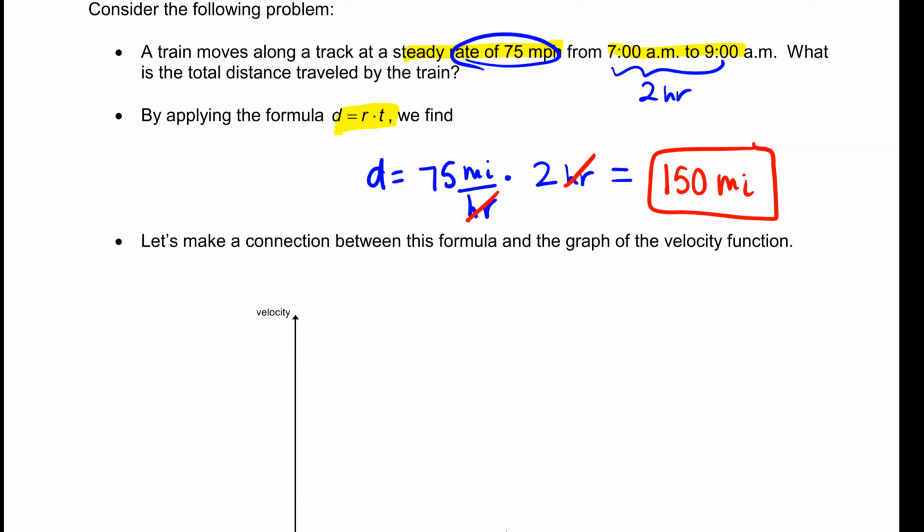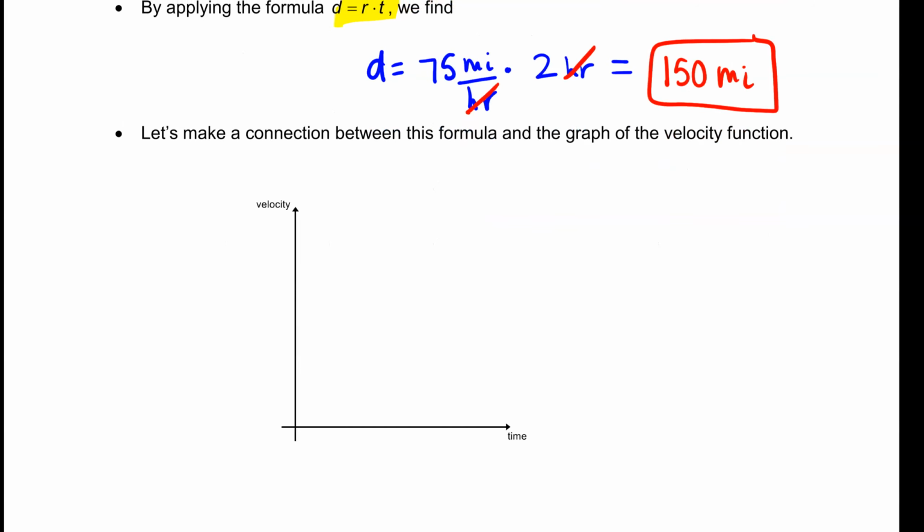So we know if it's going at a steady rate, it's going 150 miles. Let's make a connection between this formula and the graph of the velocity function. Okay, let's focus. So we have velocity as the y value, right? This is velocity. What is our velocity? 75 miles per hour. And are we changing our velocity at all? No, so it's constant velocity. So it's just going to be a straight line across at y equals 75.